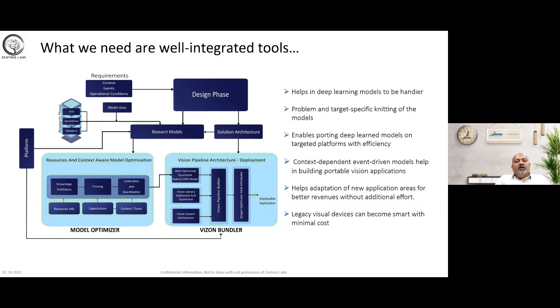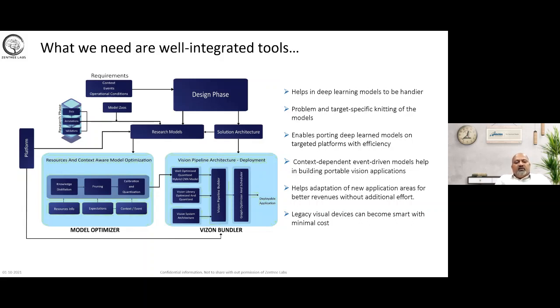If you really want to put it on fixed point architectures, keeping power consumption cost in mind, then how do we quantize these complex models? That is one of the challenges. It all comes under the model optimization activity.